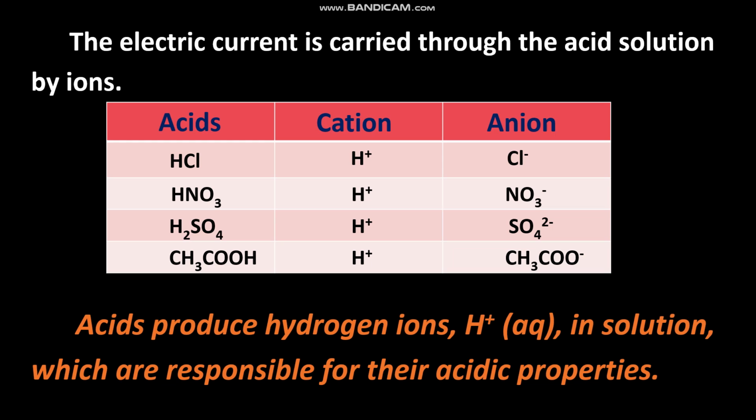Then which compounds are acidic? Only the compounds which ionize in solution to form H plus ions, which produce H plus ions in solution, they are acidic. So what are acids? Acids are the substances which produce H plus ions in solution.